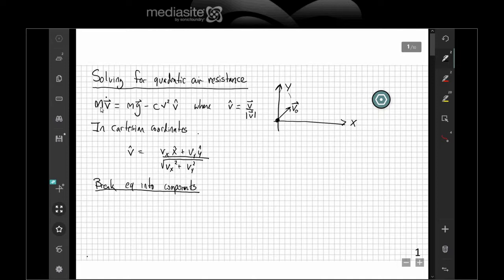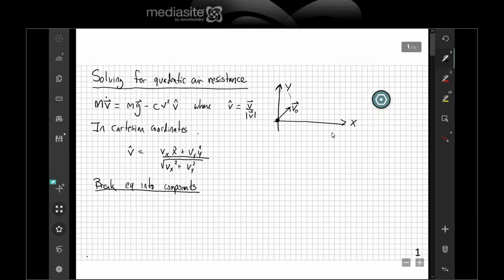So if I write F equals ma as a vector equation, mass times acceleration, v dot, is equal to the net force acting on the projectile. We have gravity plus the quadratic air resistance term that acts in the minus v hat direction, where v hat is the unit vector along the direction of the velocity. So it's the velocity divided by its magnitude.